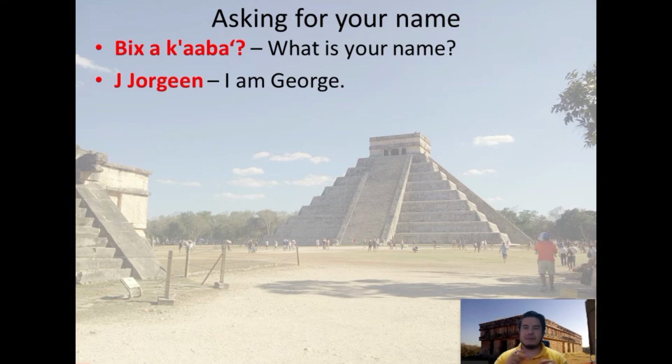And then after Jorge, we have en. In this case, en means I. It is another morpheme that represents first person singular. So in this case, Jorge plus en means I am Jorge or I am George.